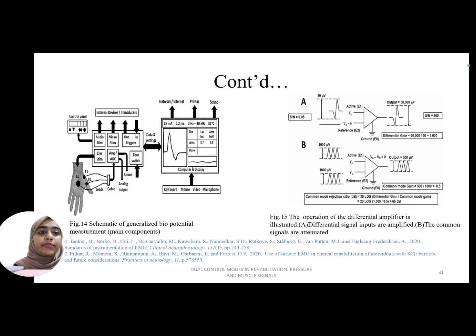And the type of amplifier used here is a differential amplifier, and the operation of the differential amplifier is illustrated here beside the schematic. We have a differential signal input which is amplified, and the common signals are attenuated.